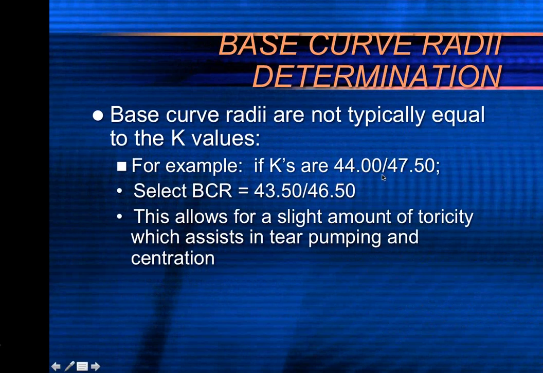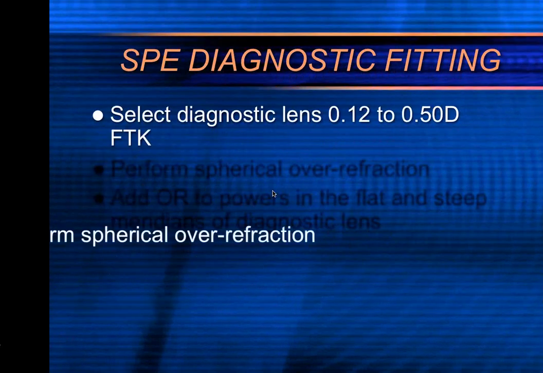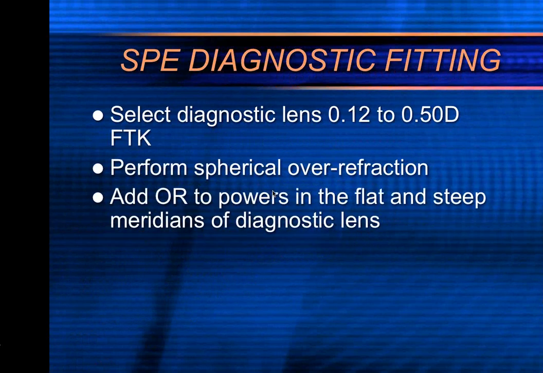But you can tell, in this meridian it's a diopter flat, in this meridian it's a half diopter flatter. You want a lens that's slightly flatter to align with a cornea that flattens from center to periphery. And then you also want a slight amount of toricity to assist in tear pumping and centration. So let's fit these lenses. So again, select a diagnostic lens that's an eighth to a half diopter flatter than K. Since these lenses are in half diopter steps, there's only one lens in the set that you can select.